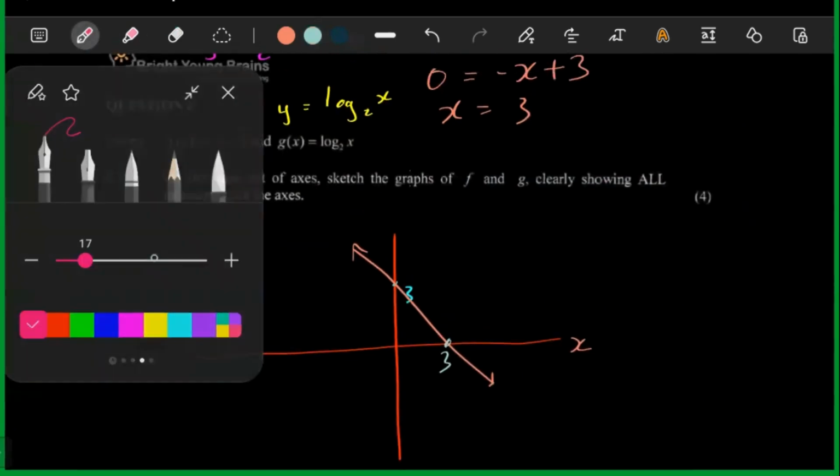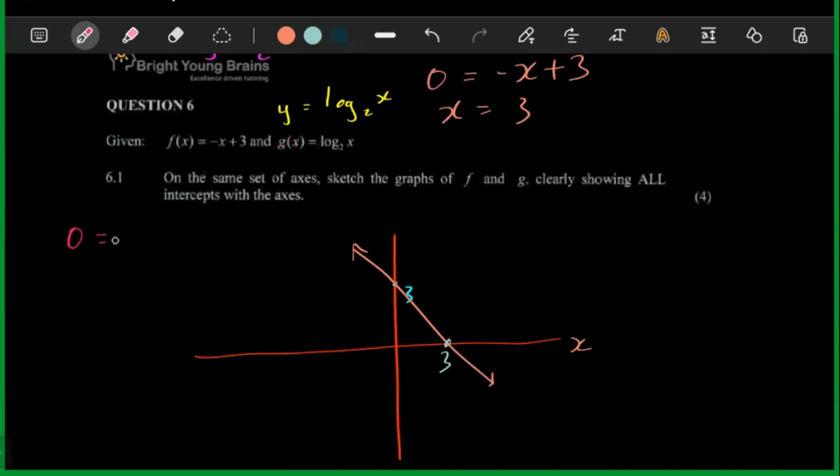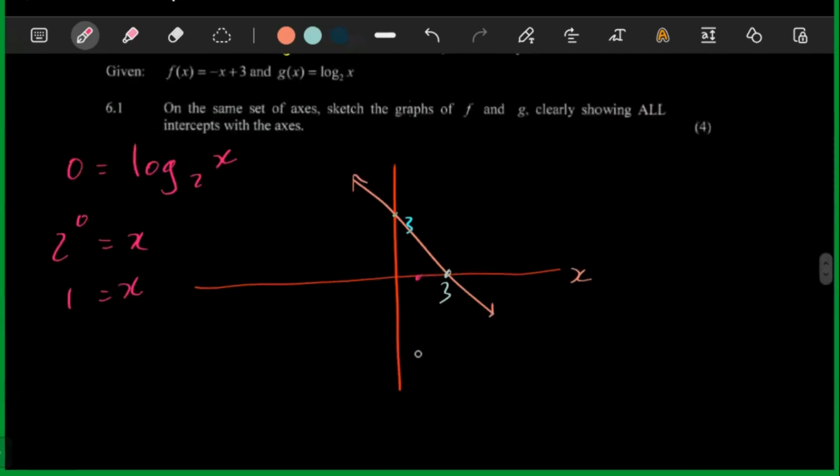Getting the x-intercept, we can make y as 0. This is 0 equals log with the 2 there and the x. This is a base, this is an exponent. 2 to the power of 0 is x, x is 1. There's the point. And then you just draw your curve. And when you draw this curve, you obviously just need to label this one. There you go, positive 1.